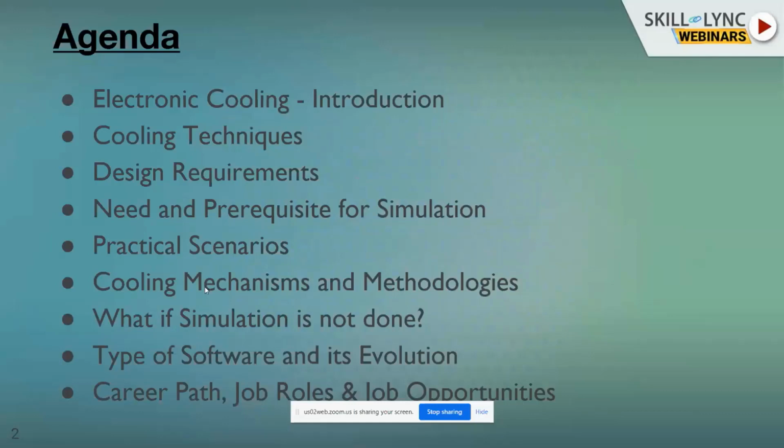The first important thing is electronic cooling introduction and the cooling techniques. What are the design requirements, and the need and prerequisites for simulation? Some practical scenarios we are trying to see here. Cooling mechanisms and methodologies. What if simulation is not done? What types of software support electronic cooling simulation? And what are the career paths, roles, and opportunities available today across the globe or across various industries?